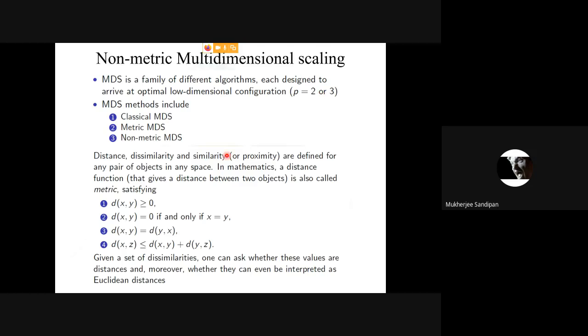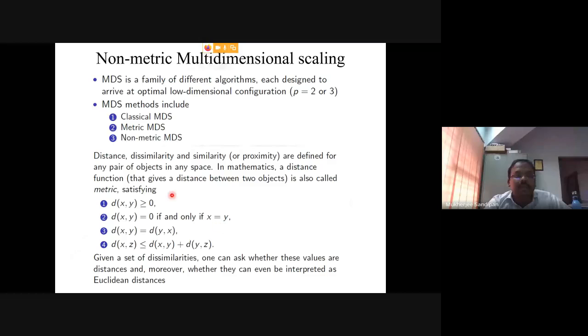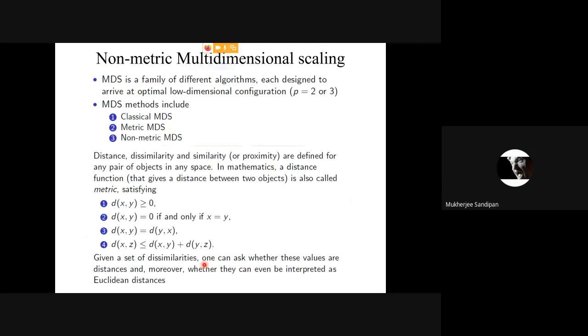In classical MDS, similarity is defined in terms of proximity. Proximity is calculated in terms of distance, defined for any pair of objects in space. In mathematics, a distance function that gives a distance between 2 objects is called a metric. So it has to follow some criteria, and based on these criteria, you decide whether you want to use classical metric MDS or non-metric MDS. Given a set of dissimilarities, one can ask whether these values are distances, or moreover, whether they can be interpreted as Euclidean distances. I'll not go into the details. So this is the basic fundamentals of non-metric multidimensional scaling.